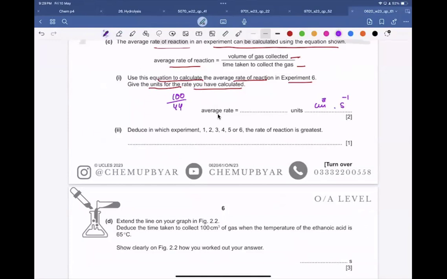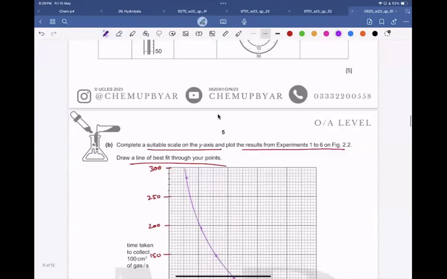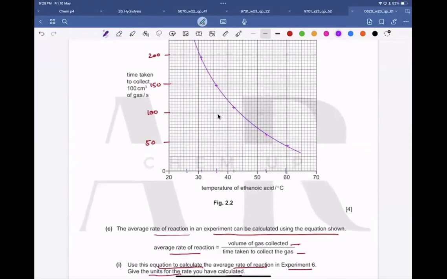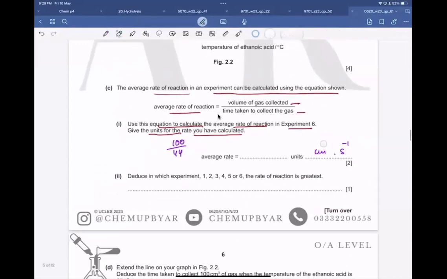Can anyone calculate the average rate? But it's not going to be like the straight line, because the rate is changed dramatically, not with the exact proportion. Whenever you see the curves for the rate, they are always curved, not the straight lines, okay? So we are getting 2.27.